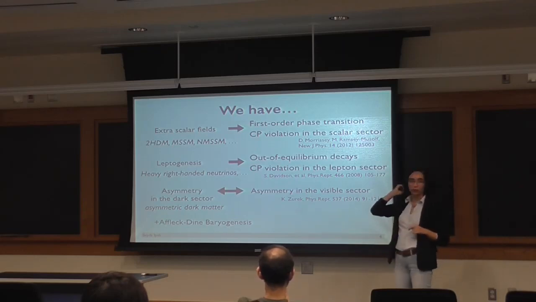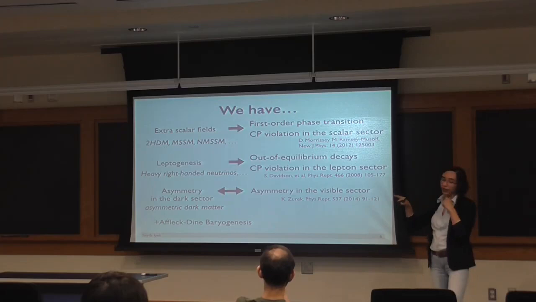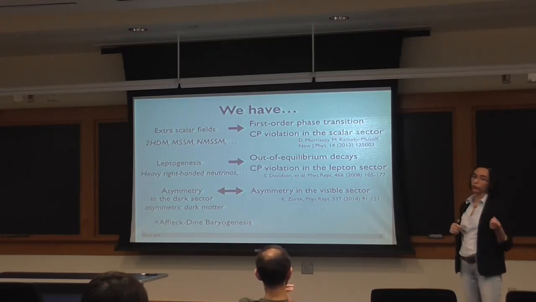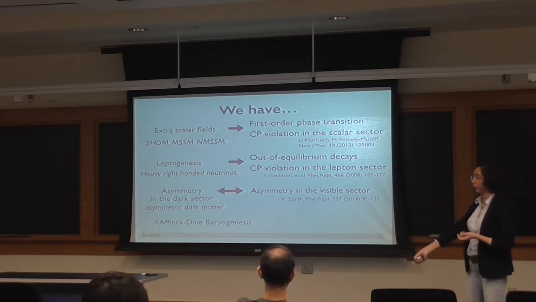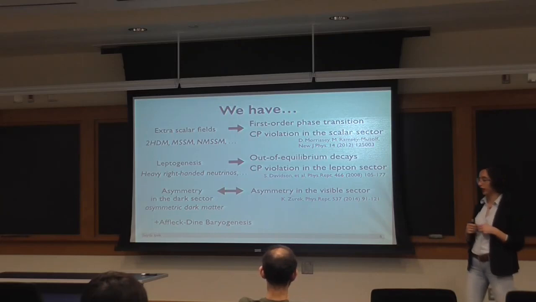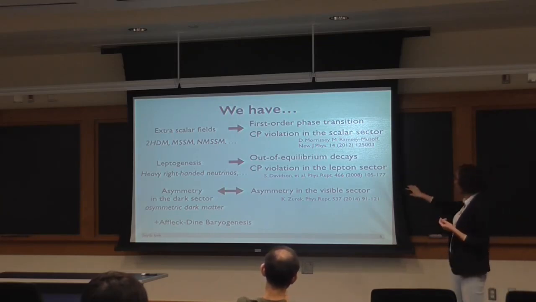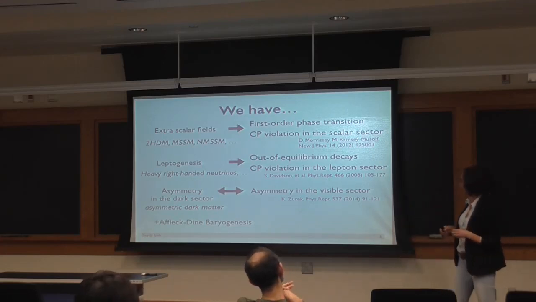Another set of models are called leptogenesis models. These do two things actually. They both explain why neutrinos are massive via a right-handed neutrino, and that right-handed neutrino can decay into standard model particles via an out of equilibrium process, meaning that they decay when the temperature is lower than their mass, and their decays can have CP violation. So the leptogenesis models address two problems at the same time.